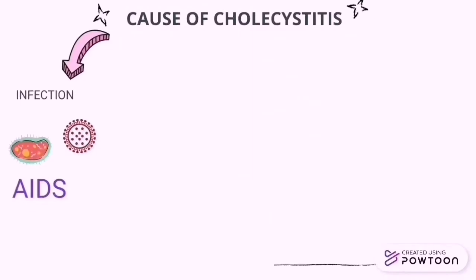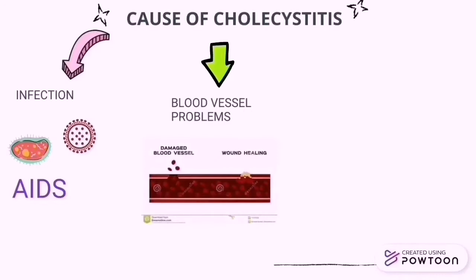Next, the fourth, infection. AIDS and certain viral infections can trigger gallbladder inflammation, while bacterial infection can occur when chemicals in the trapped bile, which may contain bacterial infection, can then lead to inflammation of the gallbladder. Fifth, blood vessel problems. A very severe illness can damage blood vessels, which will reduce blood supply to the gallbladder. This may happen to a person diagnosed with diabetes.